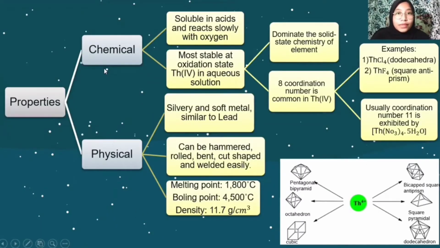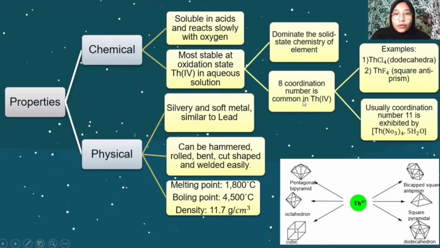The chemical properties of thorium: it's soluble in acid and reacts slowly with oxygen due to the low radioactivity. Thorium is most stable at oxidation state 4, or thorium 4, in aqueous solution. Hence, it dominates the solid state chemistry of the element.